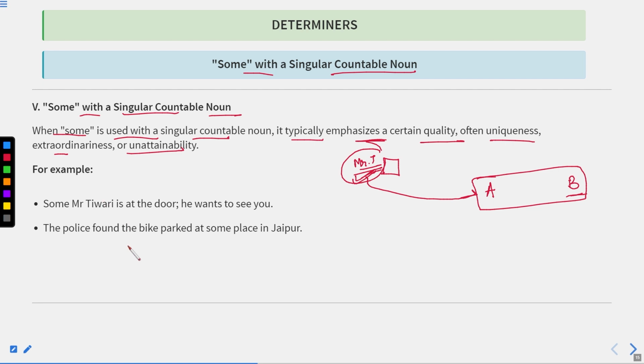The police found the bike parked at some place in Jaipur. Some place in Jaipur means a place which is unknown to the speaker, but there is some place. The place is not still identified, or maybe it is not known to everyone.